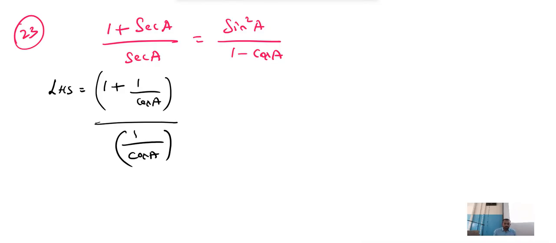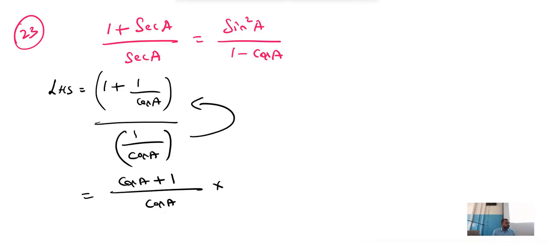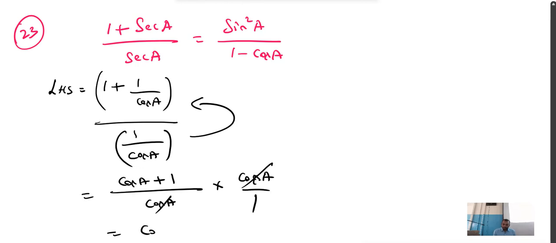Taking the LCM, the numerator is cos A plus 1, correct. Now, can we bring 1 by cos A to the top? It becomes cos A by 1. Cos A gets cancelled. Left out is cos A plus 1. Can we do anything further for this cos A plus 1? We can't do anything, so let me keep this as equation 1.